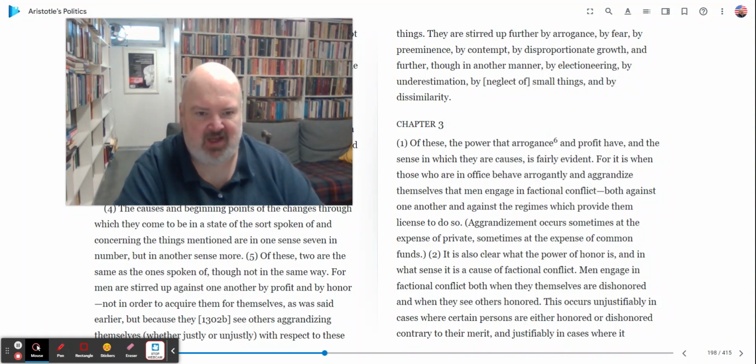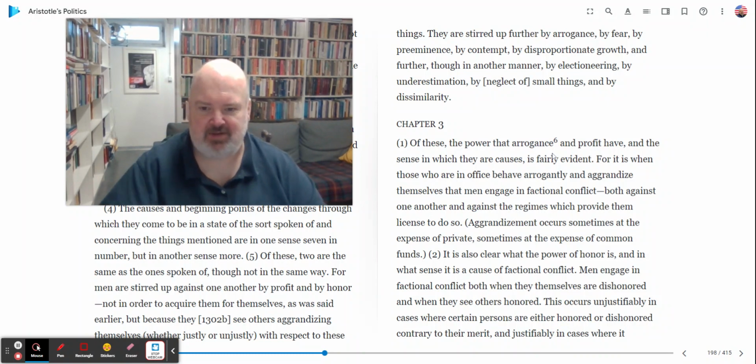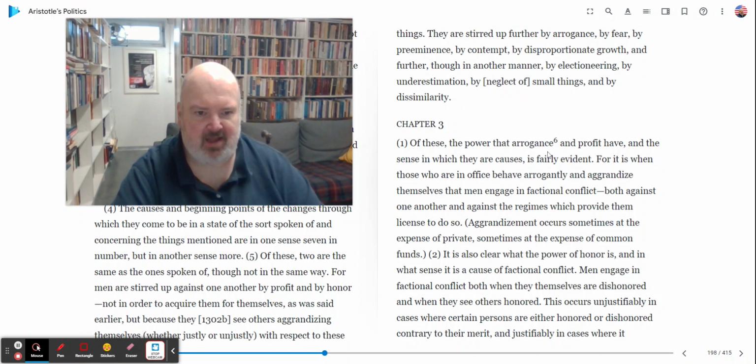So let's go through it. Of these things, the power of arrogance. Now again, notice that he switches here. First it was profit and honor, but here we go, arrogance first, and then profit. So what was third becomes first. In a sense, these are the causes, and it is fairly evident.